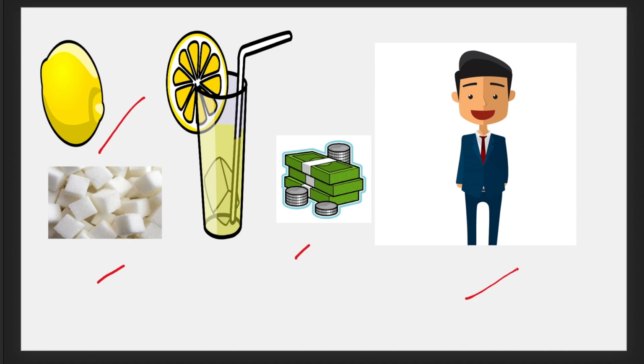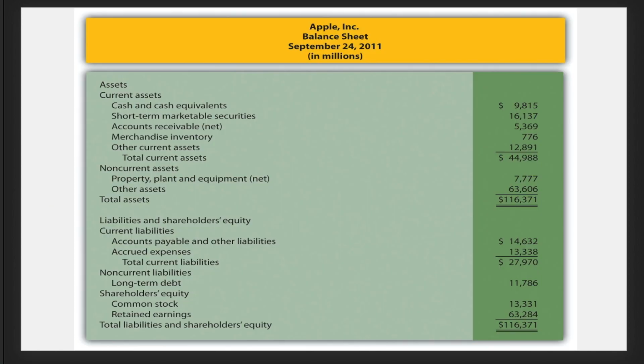Assume I'm a supplier. As a supplier, I would like to know you are going to pay me after a month or 3-month or 6-month period. So what is the assurance that I may get by supplying you lemon and sugar? I would like to check your balance sheet. I go to your balance sheet.